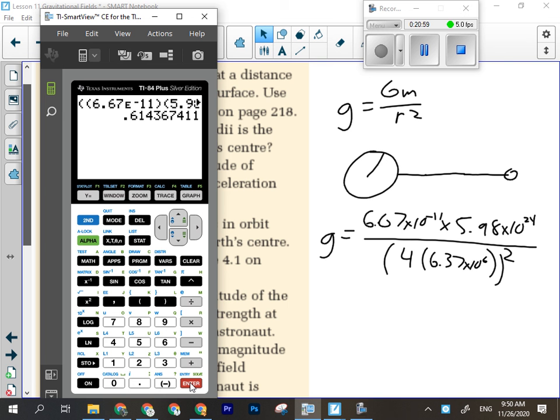So it should be experiencing a gravitational acceleration of 6.14 times 10 to the minus 1 newtons per kilogram, or meters per second squared. Either one is okay.